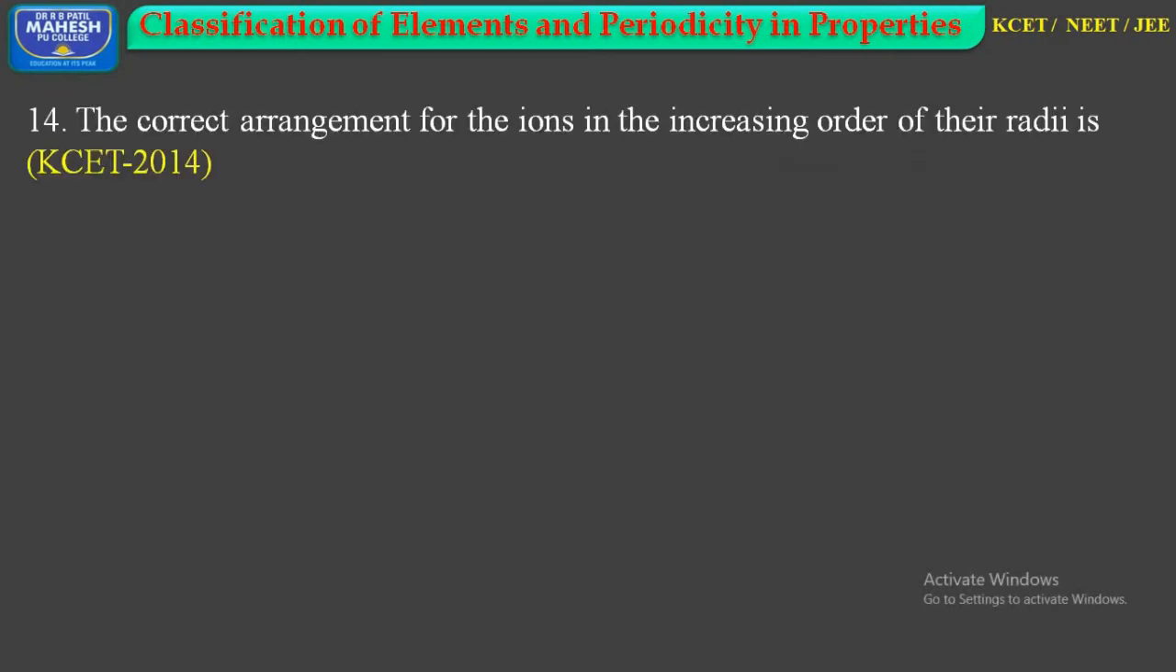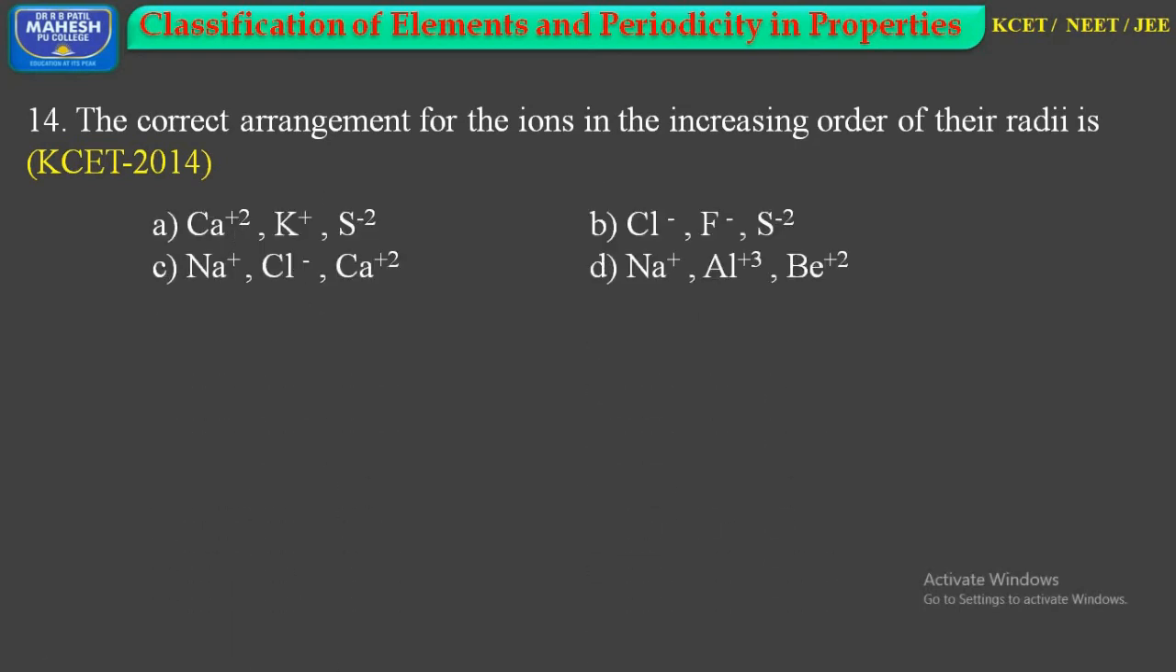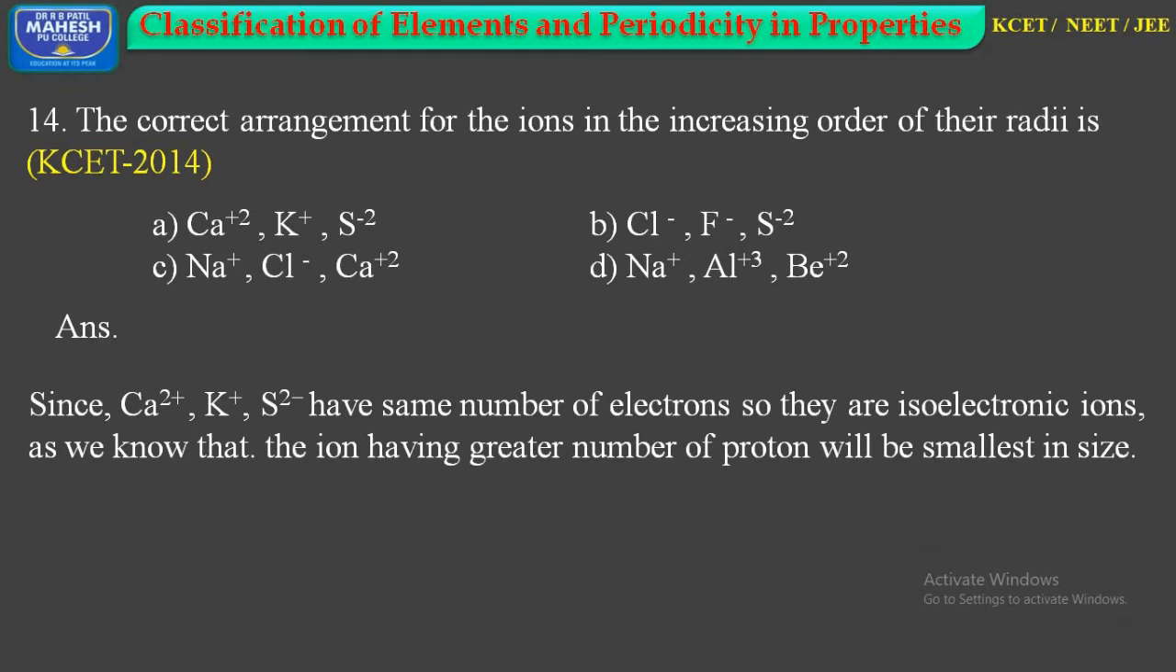Moving to the next one, the correct arrangement for the ions in increasing order of their radii, that is atomic radii, is the options given. Students, since calcium cation, potassium cation and sulfide anions have the same number of electrons, they can be called isoelectronic ions. Atomic number is 20, so removal of 2 electrons means 18 electrons are present.